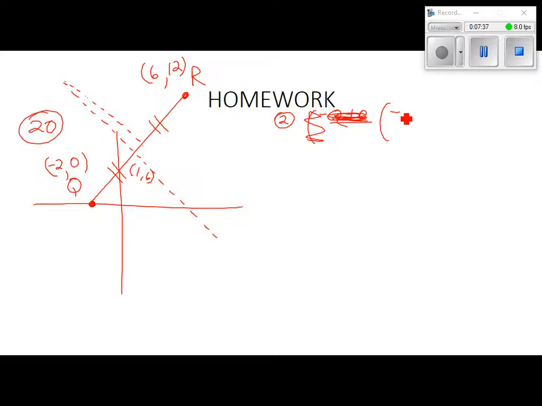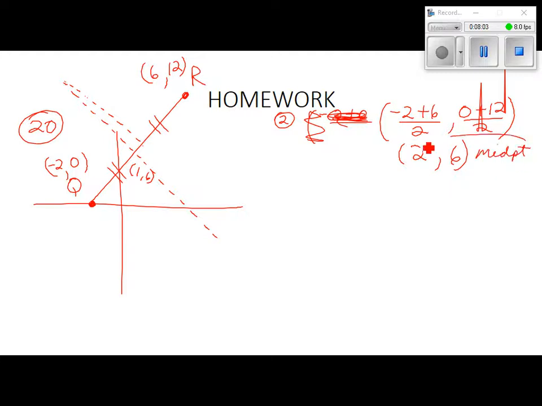-2 plus 6 divided by 2. What's the y coordinates? 0 plus 12 divided by 2. Ignore those straight marks there. What's -2 plus 6? 4 divided by 2. So that's the x coordinate of the midpoint. 0 plus 12, 12 divided by 2 is 6, so that's our midpoint.